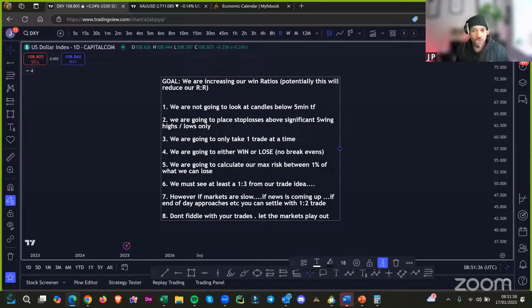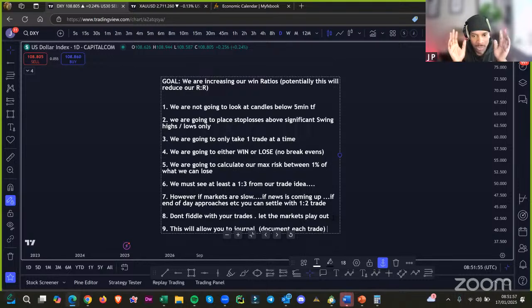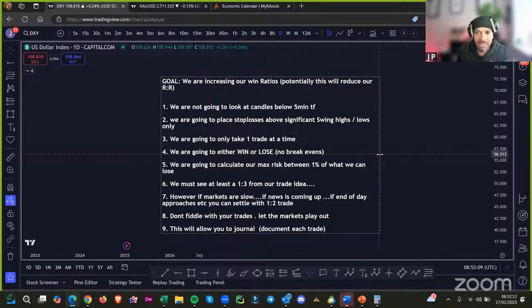Don't forget, this will allow you to journal and document each trade. The reason why people don't like journaling, and I'm giving you the reason why, is because they take 40 trades a day, 20 trades a day, 12 trades a day. Who wants to journal 12 separate trades a day when you've got a job to do, you've got life to live, the kids are screaming?